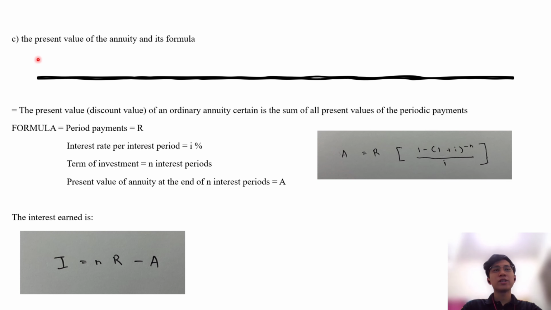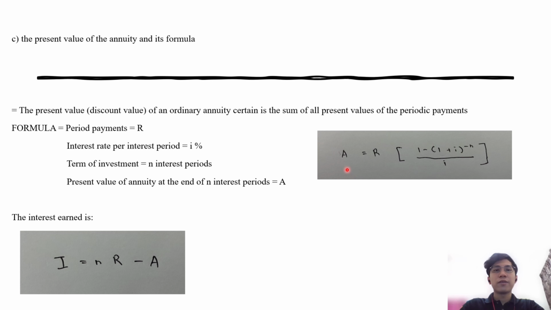Question C, they want us to explain the present value of the annuity and the formula. The present value of an ordinary annuity certain is the sum of all present values of the credit payments. R is the credit payment, i percent is the interest rate per interest period, n is the term of investment, and A is the present value of the annuity at the end of an interest period.